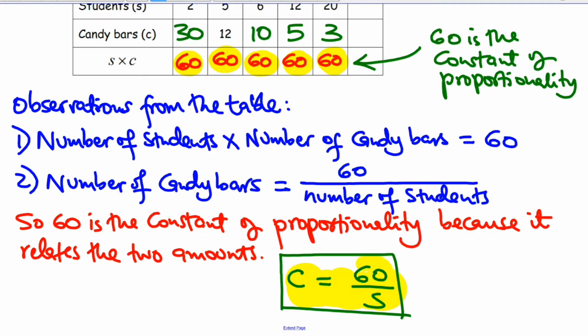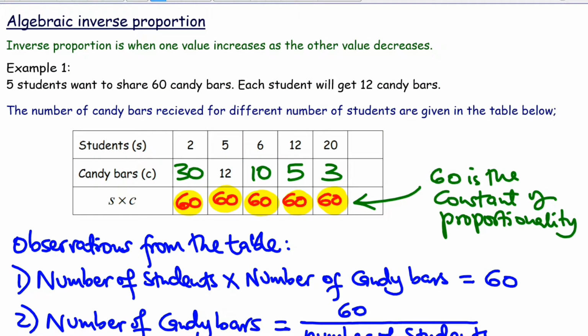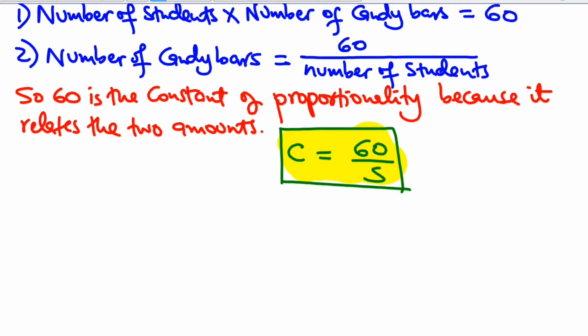Why? Because 60 here is basically the constant of proportionality. It relates the two amounts. And what's the relationship between them? The number of candy bars is equal to 60 divided by the number of students. Now, I'll take you back to some notation that you need to be familiar with. Initially, we said that these two variables, students and candy bars, are inversely proportional. They're not directly proportional, they're inversely proportional.